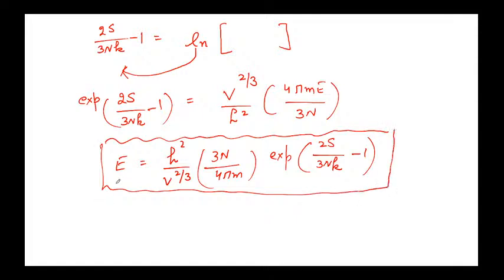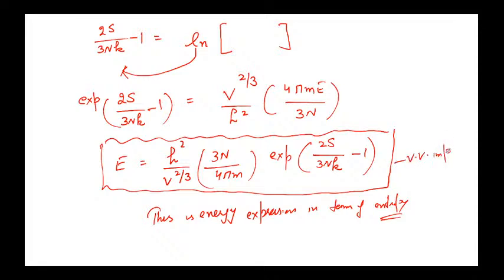So this is the expression of energy in terms of entropy. Once we find the expression of energy, from that we can find the other thermodynamic parameters. So this is the energy expression in terms of entropy, for a 3n dimensional sphere for an energy range 0 to E. From this expression, which is very important, we can find all the other thermodynamic parameters.